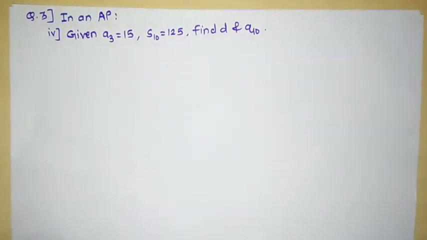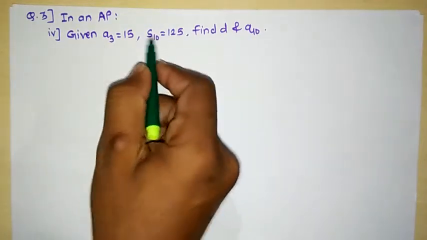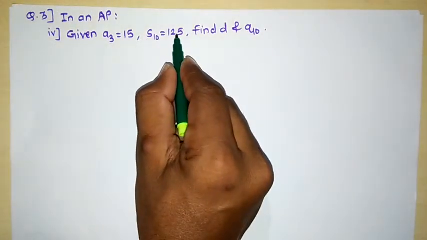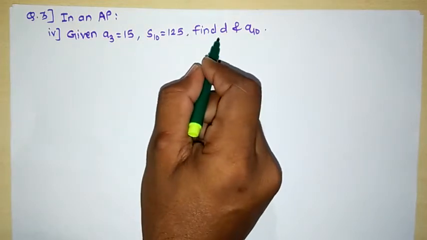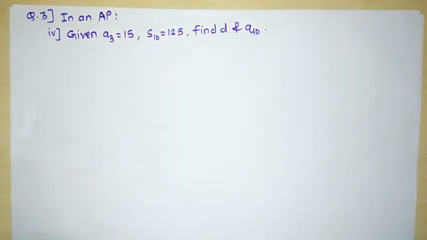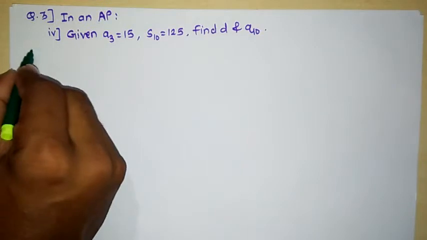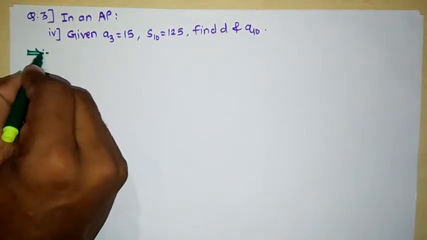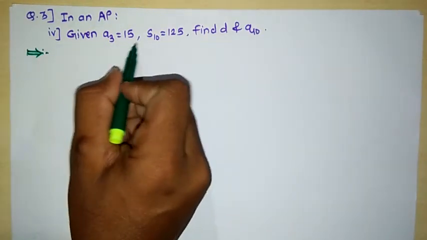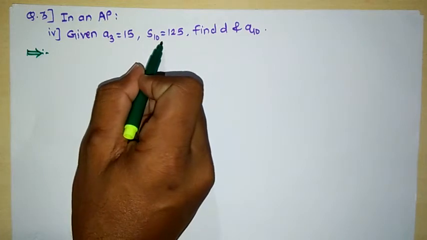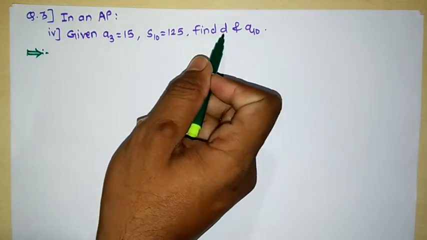Now we will see question number 3, in that, sub question 4. In sub question 4, what is given? That is, the third term A3 is equal to 15 and the sum of the first 10 numbers is equal to 125, and we have to find here d and A10. Let us see the solution. Now here A3 is given and the sum of the first 10 numbers is given and we have to find d and A10.